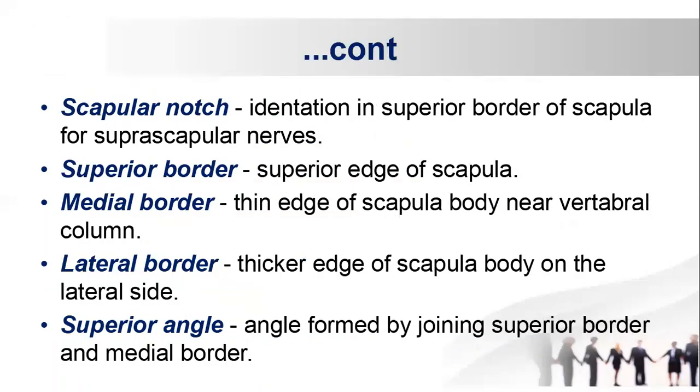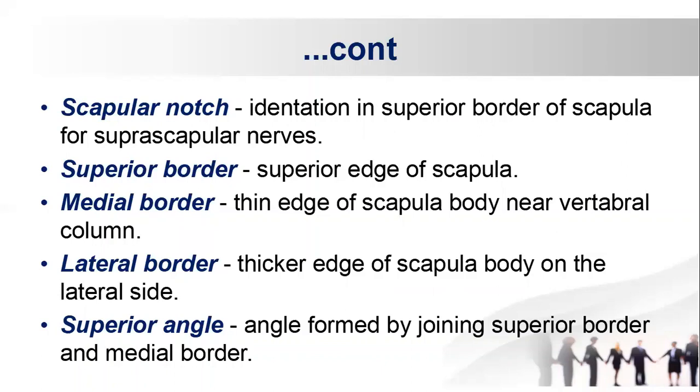We have scapular notch, an indentation in the superior border of scapula for the suprascapular nerve. So that is the scapular notch we were able to identify from the image above. Superior border, this is the superior edge of scapula. We have medial border. This is the thin edge of scapular body near vertebral column. So this is the border just next to vertebral column.